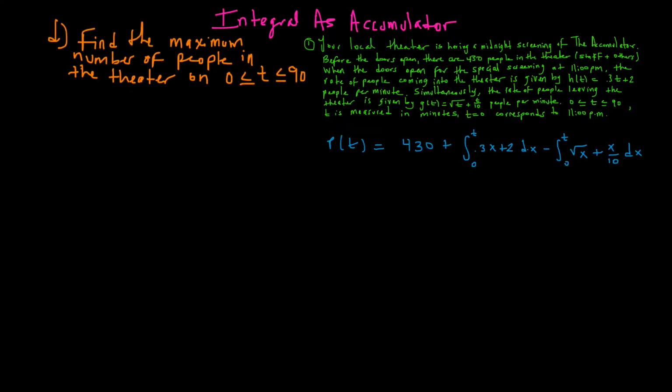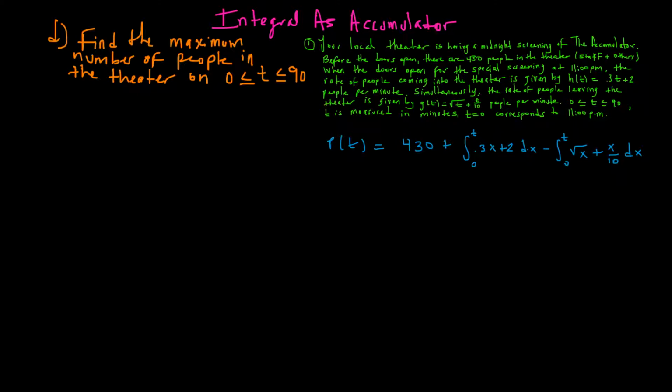Okay, so I moved a few things around to fit my next question in. Find the maximum number of people in the theater on 0 less than or equal to t less than or equal to 90. They're going to keep on asking this question. Optimization is a big thing. Finding the maxima or minima, very important question. So how do we do this? Find the maximum number of people. This is just like before.